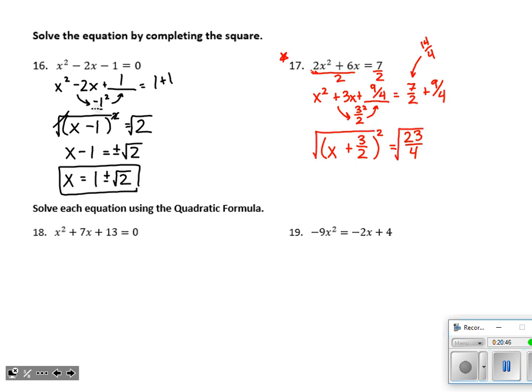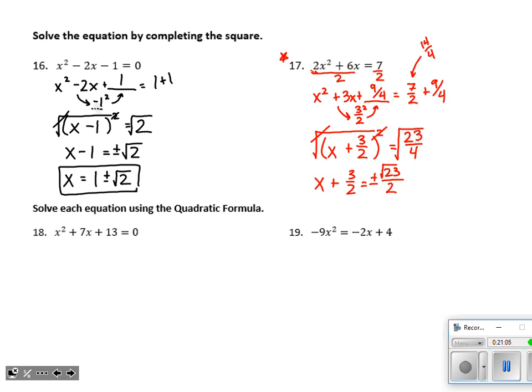Then, to get rid of the square, we square root both sides. So I have x plus 3 halves equals, on the right, I square rooted that, so plus or minus, and then square root of the top is root 23, and the square root of the bottom, that's the square root of 4. That comes out nice and clean. It's a 2.